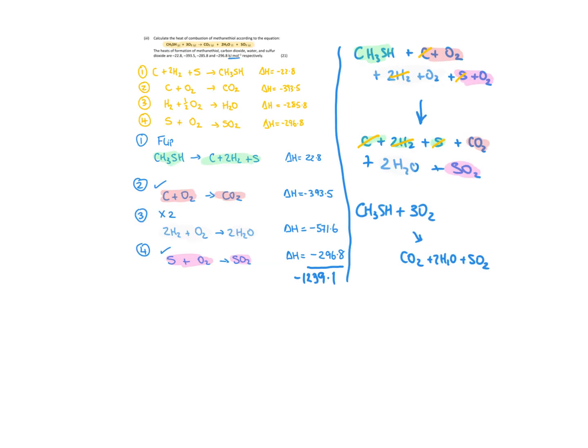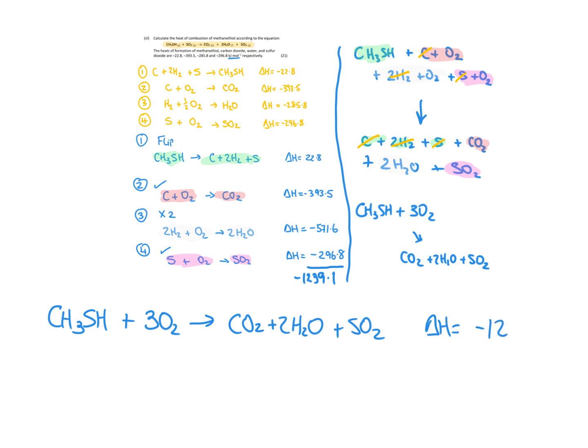1239.1. So to write my full answer now in a format that we would expect on the exam, here it is. You've got your CH3SH plus your 3O2, and that gets converted to your CO2 plus your 2H2O and your SO2, and we get that our delta H value, or our heat change, is minus 1239.1, and that is kilojoules per mole. And if we compare this equation, for which I found the heat change, we can see that it matches the equation that we have at the start of the question, which is our target equation.